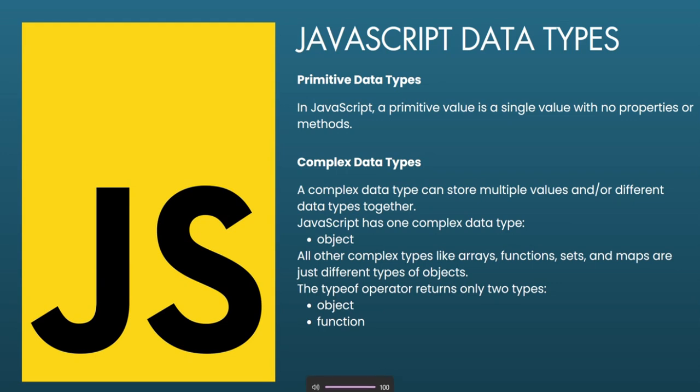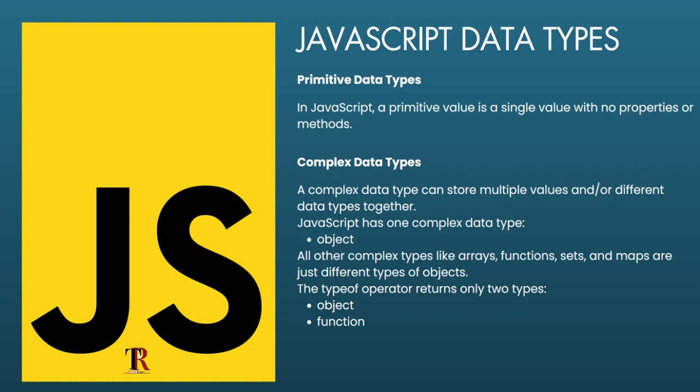Primitive data types. In JavaScript, a primitive value is a single value with no properties or methods. So when you have a value that does not have properties or methods, that is what is referred to as a primitive value in JavaScript. JavaScript has 7 of these primitive data types, and this is the list of the 7 primitive data types that we have in JavaScript.